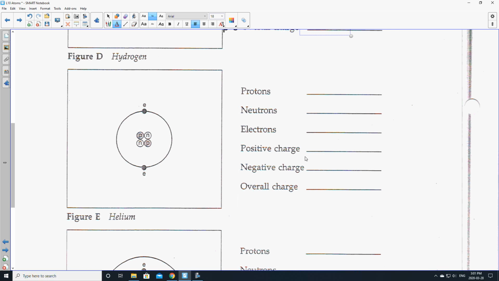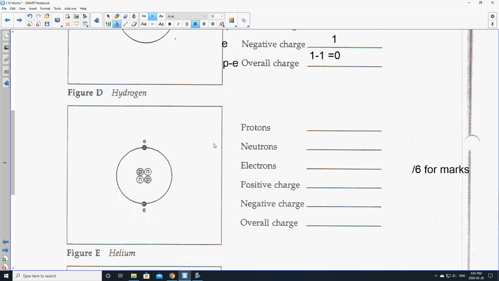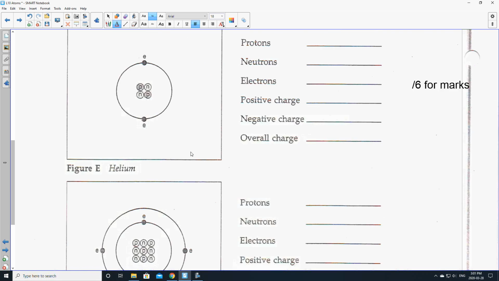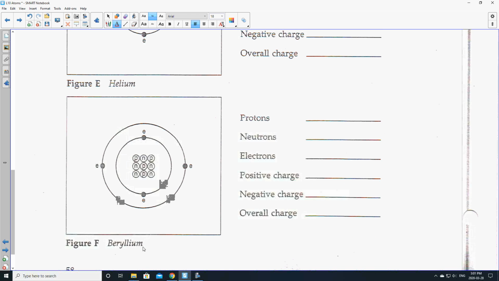I'm going to leave this one for you to do, 1, 2, 3, 4, 5, 6. So this would be a mark out of 6. But don't do it right now. Let's just do a few more examples together. Let's take a look at a beryllium atom. So everyone say beryllium. Beryllium.